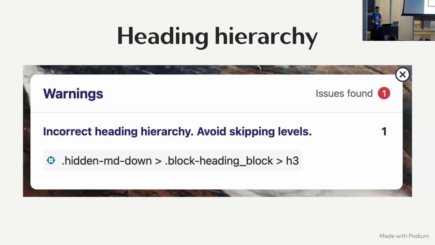So we skipped level 2, and that is a problem because screen readers and site crawlers rely on having a logical document structure to understand the content of your page. And headings are the primary way in which they interpret that structure.